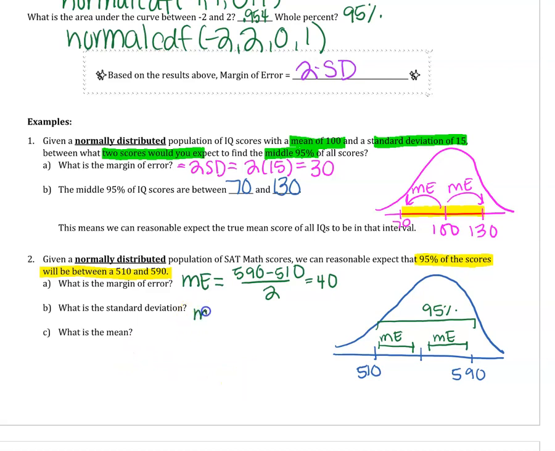If margin of error is equal to 2 times the standard deviation, and I know the margin of error is 40, that means the standard deviation would have to be 20. So using my knowledge of what margin of error is, that means the mean, if I add the margin of error to go to the right, must be 550, which would then make sense to get a 590 for the other side of this. So my mean would be 550.